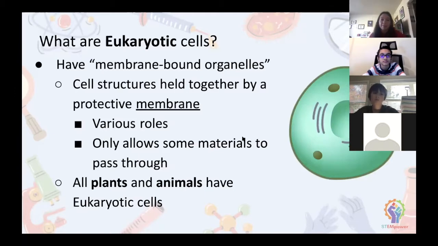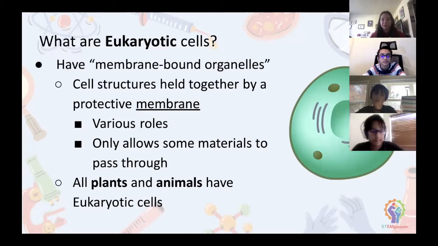Okay, so what are eukaryotic cells specifically? Well, they have membrane-bound organelles, so their cell structures, and they're held together by a protective membrane. It has various roles, but really the main one is to protect, and then also to only allow some materials to pass through or to exit. So you can think of this as like a fence. We have a fence outside of our house, protecting from strangers randomly getting into our house, right? But if we have somebody coming over, a friend, well then we can open our fence and let them in. So yeah, the cell membrane lets what it wants in.